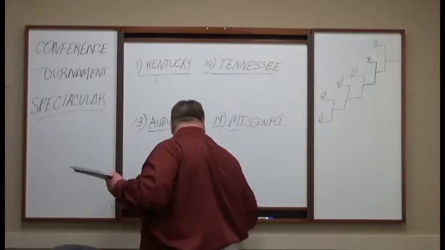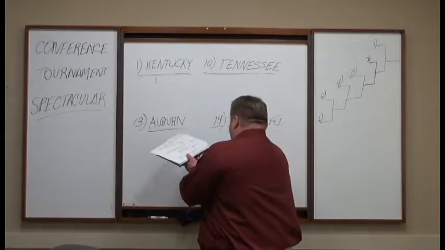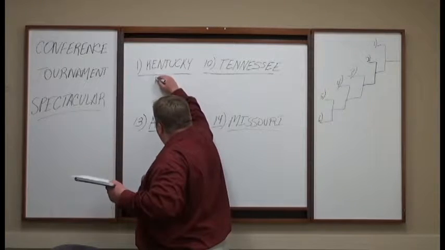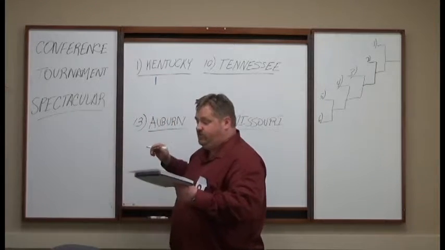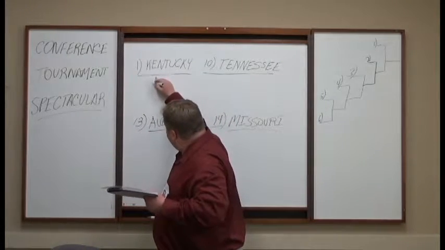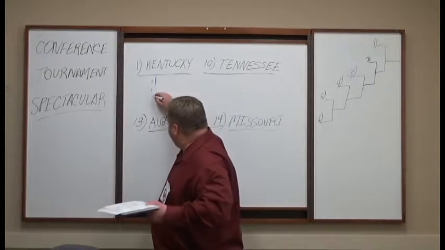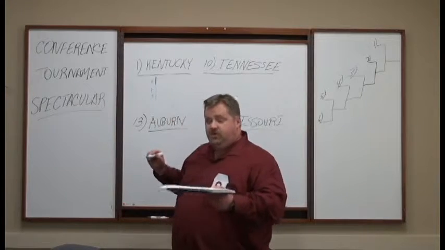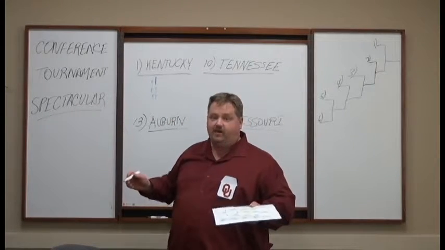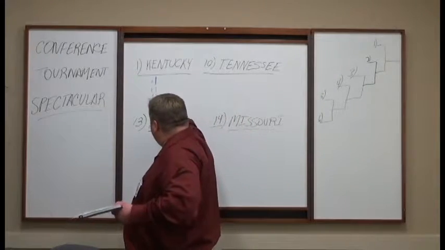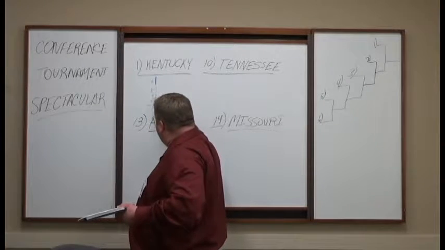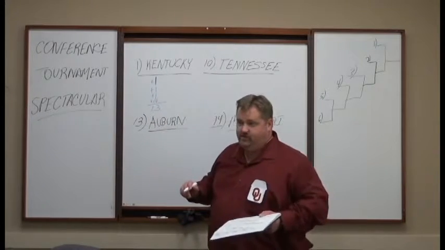Let me get a different pen. So they got 1 point for beating Florida. Then they beat Auburn. That's another point. Then they beat Arkansas. That's another point. But when they beat Arkansas, they won the title. So that's 10 bonus points. So if you pick Kentucky, you got 13 points.